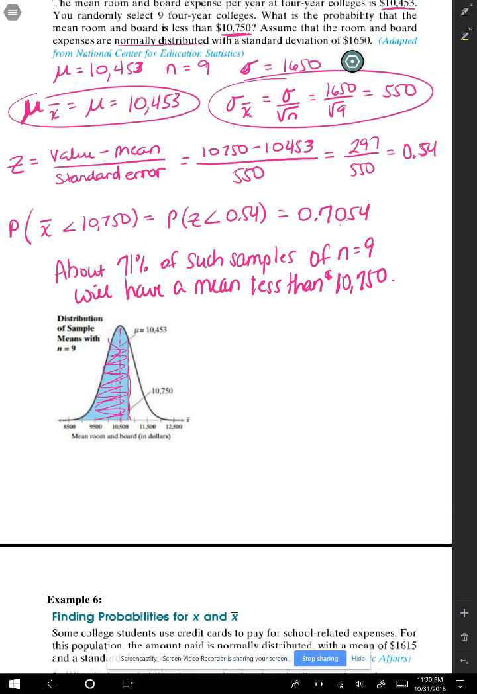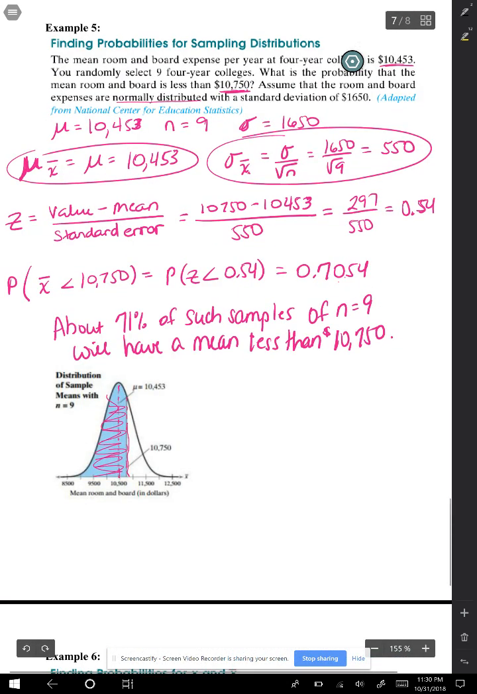Okay, and then if you look at the other side of that, about 29% of the randomly selected colleges would have a mean room and board above 10,750. So about 71% have average room and board fees below 10,750, and about 29% would be above the 10,750.